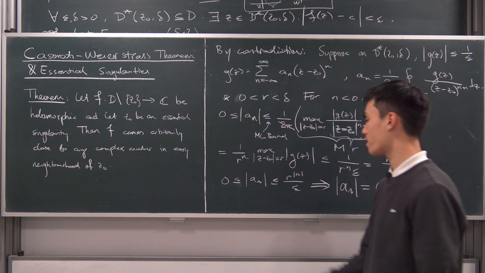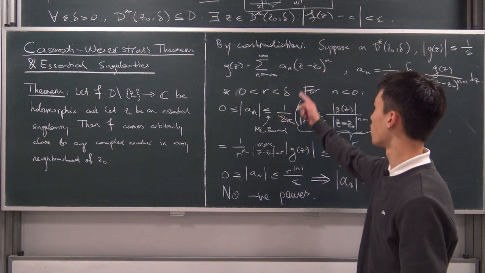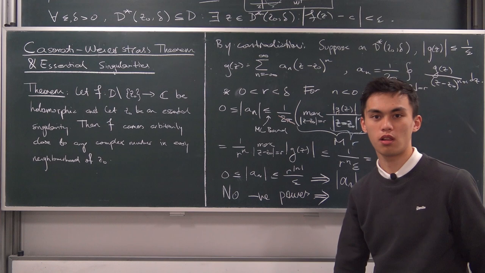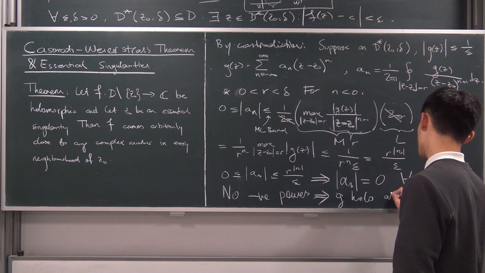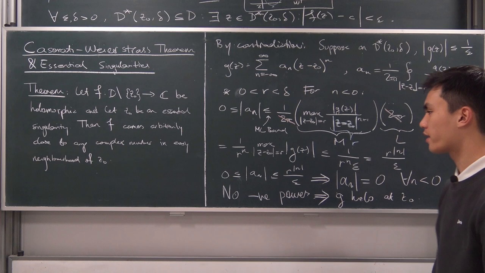Now, if there are no negative powers in our Laurent series expansion, what does that mean? It means that g is holomorphic at z naught. So g is holomorphic at z naught, the essential singularity of our function f. Okay, so this is huge. Let's actually finish it on this blackboard here, why not?